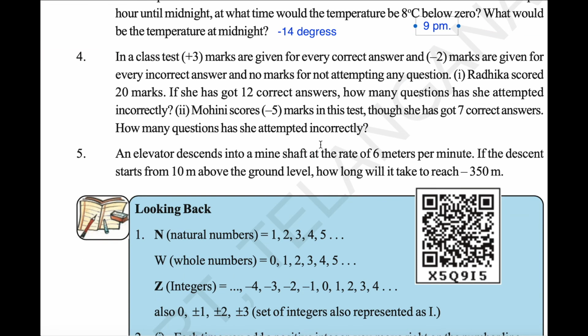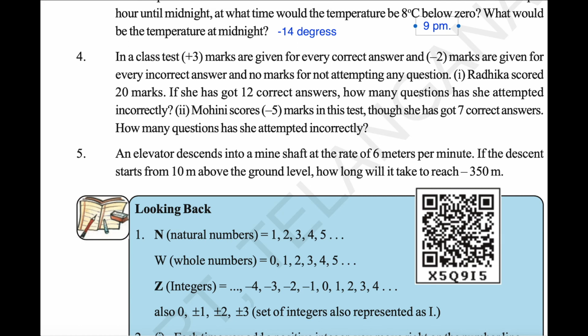Okay. In a class test, plus 3 marks are given for every correct answer and minus 2 marks are given for every incorrect answer, and no marks for not attempting any questions. Radhika scored 20 marks if she got 12 correct answers. How many questions has she attempted incorrectly?